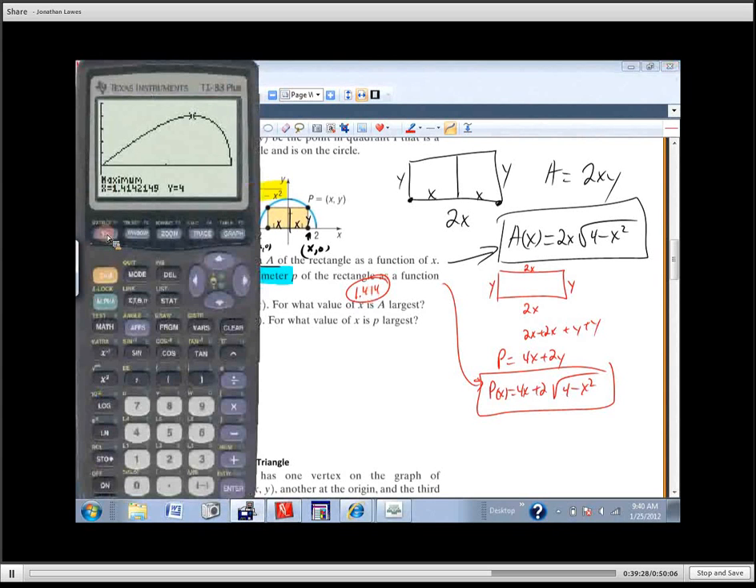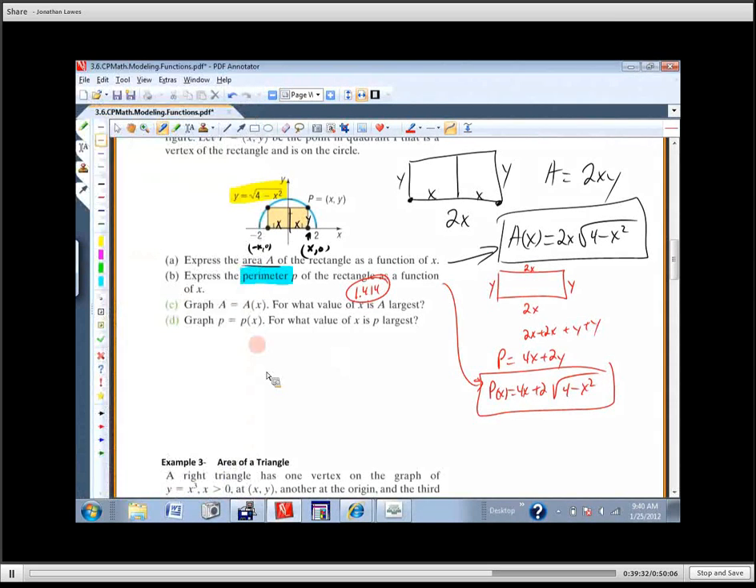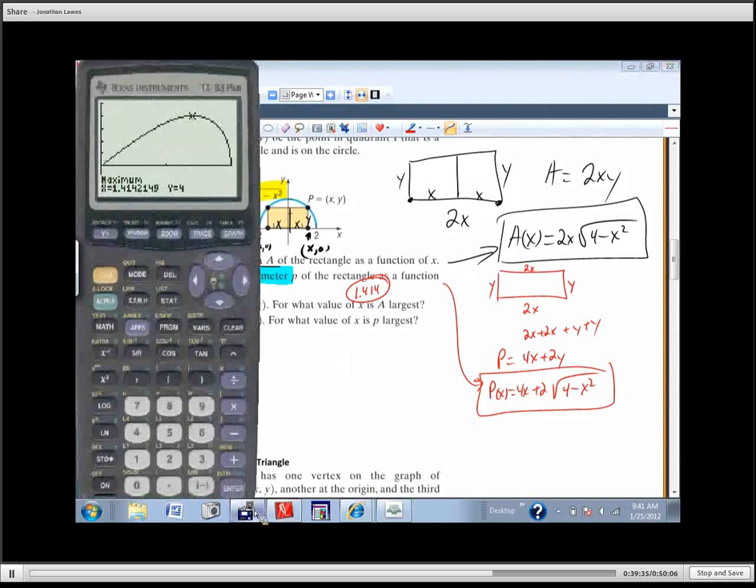Let's go back here. What am I going to do next? I'm going to do the same thing, but it says do it for the perimeter. So I'm going to go back here. I'm going to turn that one off, and I'm going to turn this one on. What about the window? Should we still use 0 to 2?